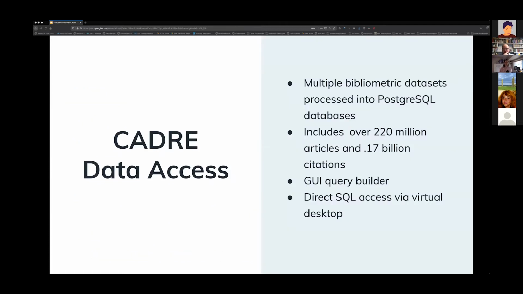So for the data access within Cadre, right now there are multiple bibliometric data sets and they are all processed into PostgreSQL databases. There's over 220 million articles, and over 1.7 billion citations in these data sets. There is a GUI query builder as well as direct SQL access via virtual desktop if you are one of the people who are working directly with Cadre. This is not something that anybody in here can necessarily do, but if you want to work with them, they can set that up for you. And everyone can actually access the GUI as long as you have a Google login of some sort.